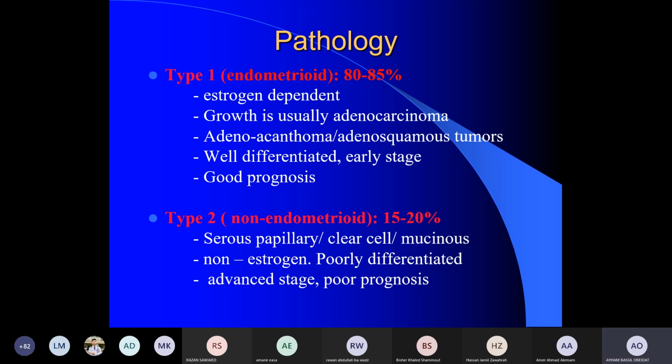You should know that type 2 endometrial cancer, in terms of treatment, management and prognosis, we deal with it as ovarian cancer in the same way.